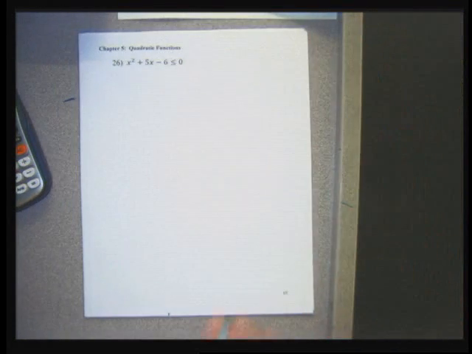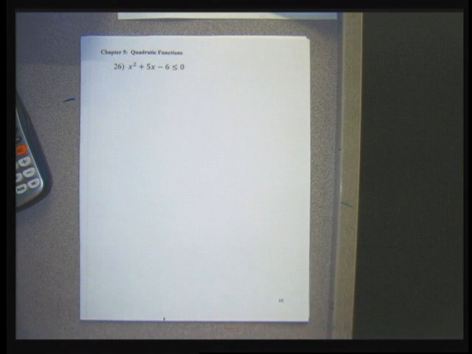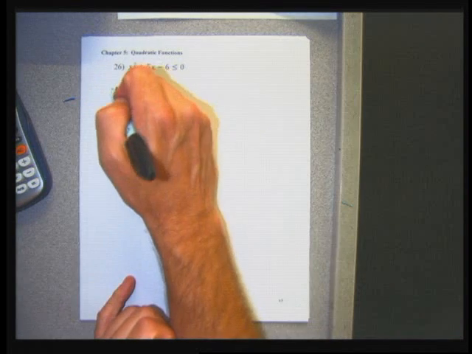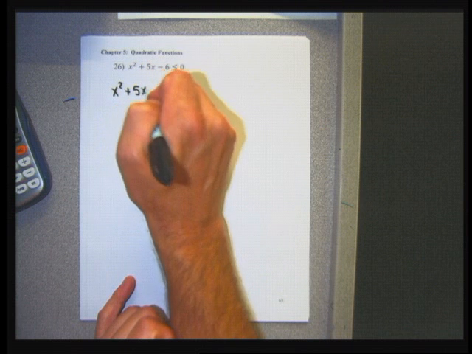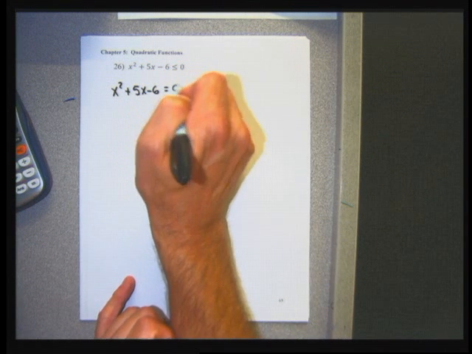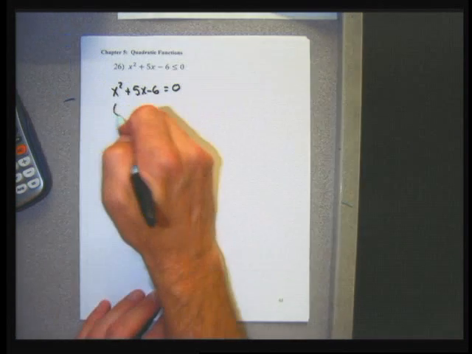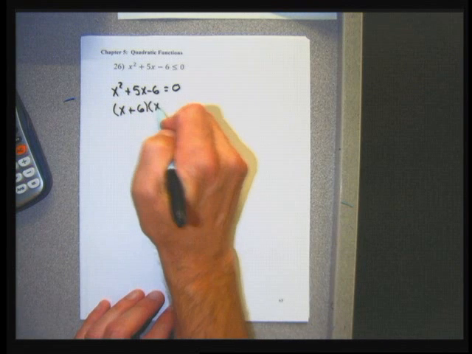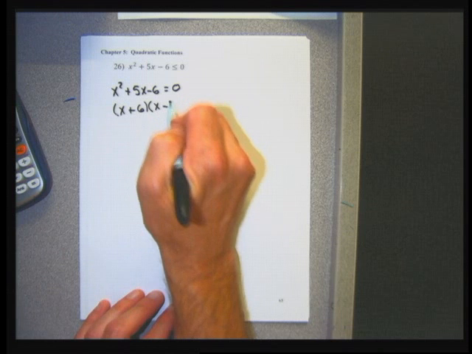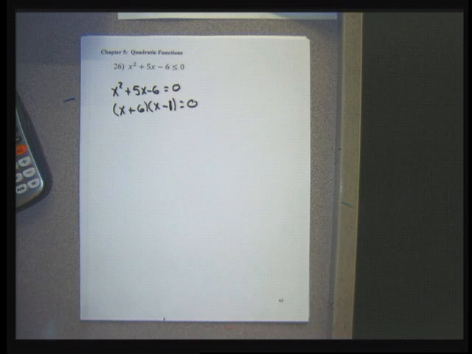Okay, 26. Oh, 26 is the first one where I'm actually going to have to factor. It's a little bit different, but shouldn't be terribly hard. So for 26, first thing I do is pretend it has an equal sign. And when I pretend it has an equal sign, I write x squared plus 5x minus 6 equals 0. And I can't solve this with square rooting. I'm going to solve it by factoring. I'm going to factor this into x plus 6 times x minus 1 equals 0.